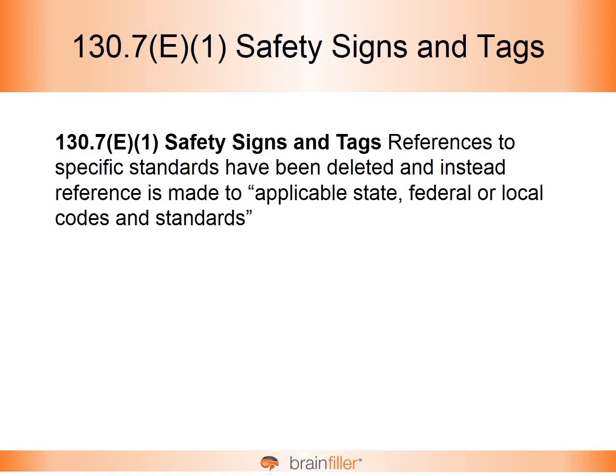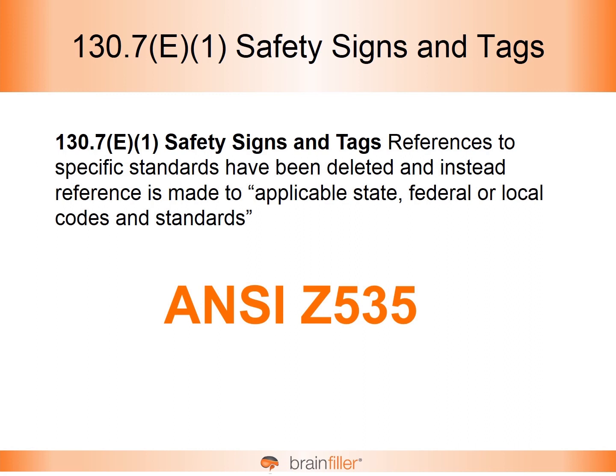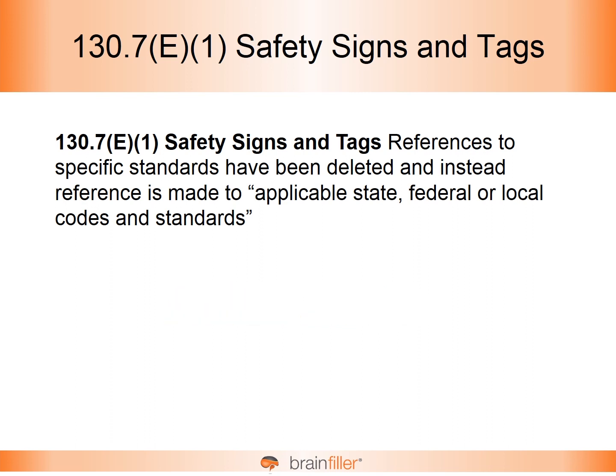References to specific standards were also deleted from 130.7(E)(1), safety signs and tags. In particular, ANSI Z535 was referenced in the past that defines the signal words caution, warning, and danger, as well as the associated colors and even to the point of font styles to be used. So now in its place, there's a reference to applicable state, federal, or local codes and standards.